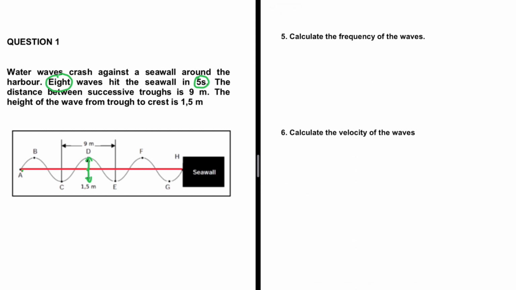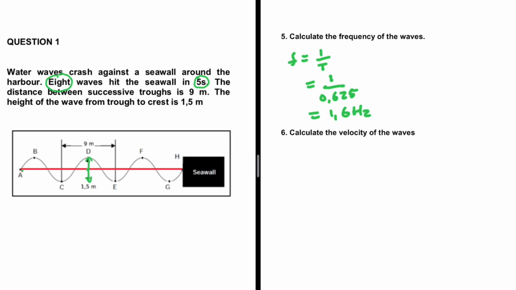Question 5, calculate the frequency of the waves. If we already have the period, calculating the frequency becomes extremely easy. So the frequency will be equal to 1 divided by the period. This is 1 divided by 0.625. So what is 1 divided by 0.625? 1.6. So we have the frequency being equal to 1.6 hertz. And there we go. We have the frequency. If you have the period, it's really easy to calculate the frequency, and vice versa.